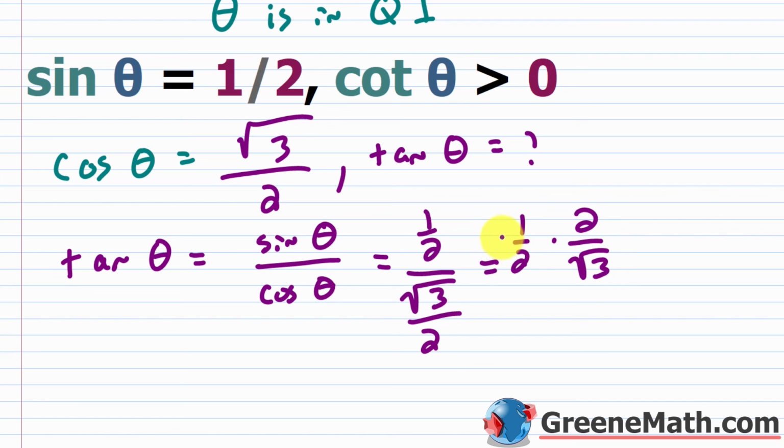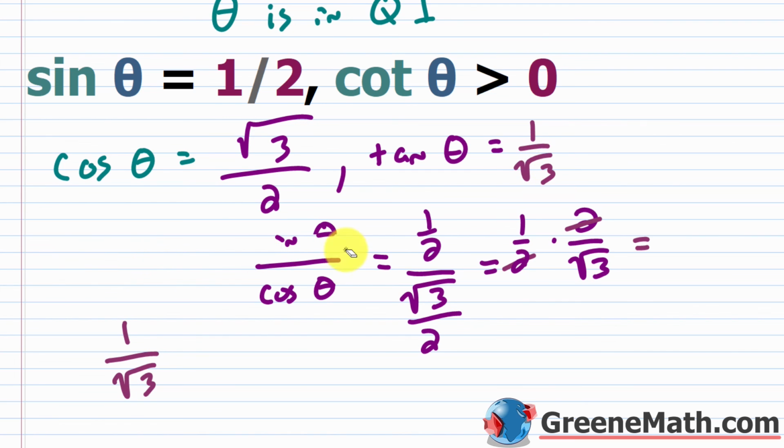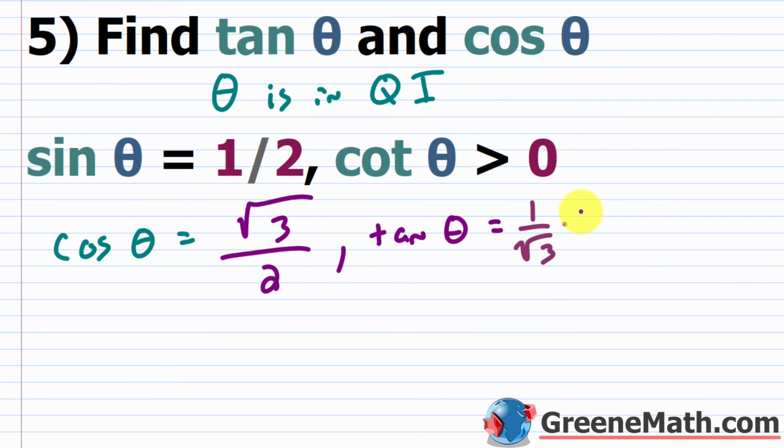And let's say that this 2 is going to cancel with this 2. And so what you're left with is 1 over the square root of 3. So let me write this right here. So 1 over the square root of 3. Let me erase this. And at this point, you just want to simplify. So you're going to rationalize the denominator and multiply by the square root of 3 over the square root of 3. So the final answer for the tangent of theta would be the square root of 3 over 3. So the cosine of theta is going to be the square root of 3 over 2. And the tangent of theta is going to be the square root of 3 over 3.